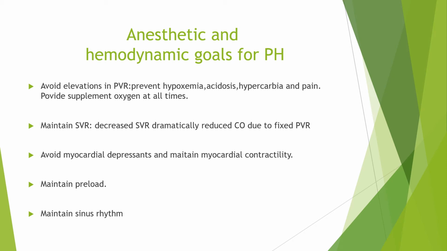So the goals in anesthetizing these patients are as follows. Number one, avoid elevations of pulmonary vascular resistance, of course by preventing hypoxemia, acidosis, hypercapnia, and pain. So provide supplemental oxygen at all times. Number two, maintain systemic vascular resistance, because decreased systemic vascular resistance dramatically reduces cardiac output due to fixed pulmonary vascular resistance.